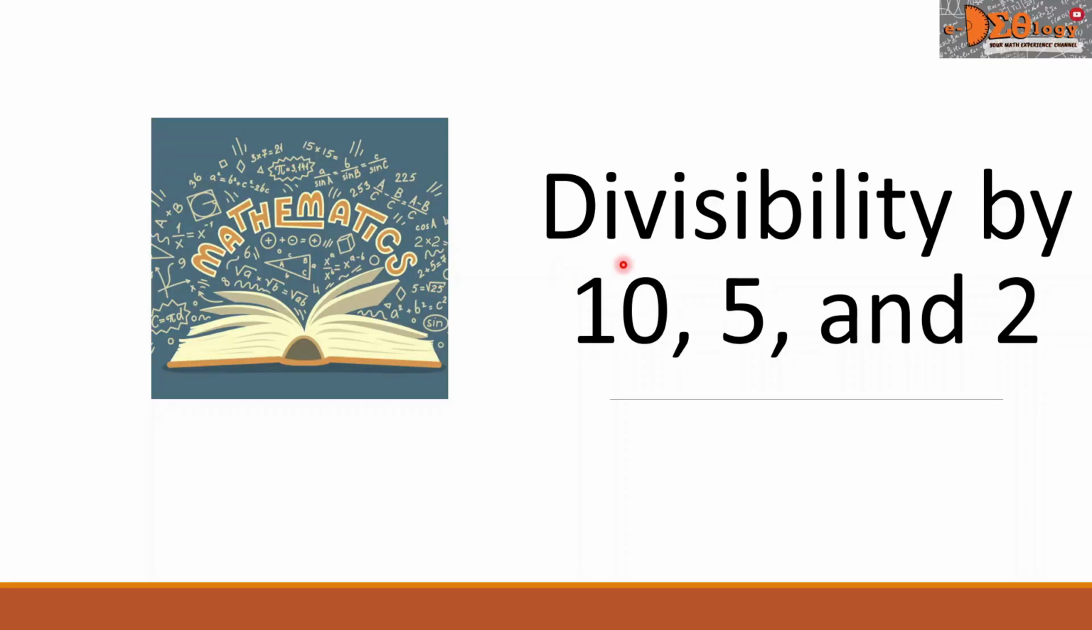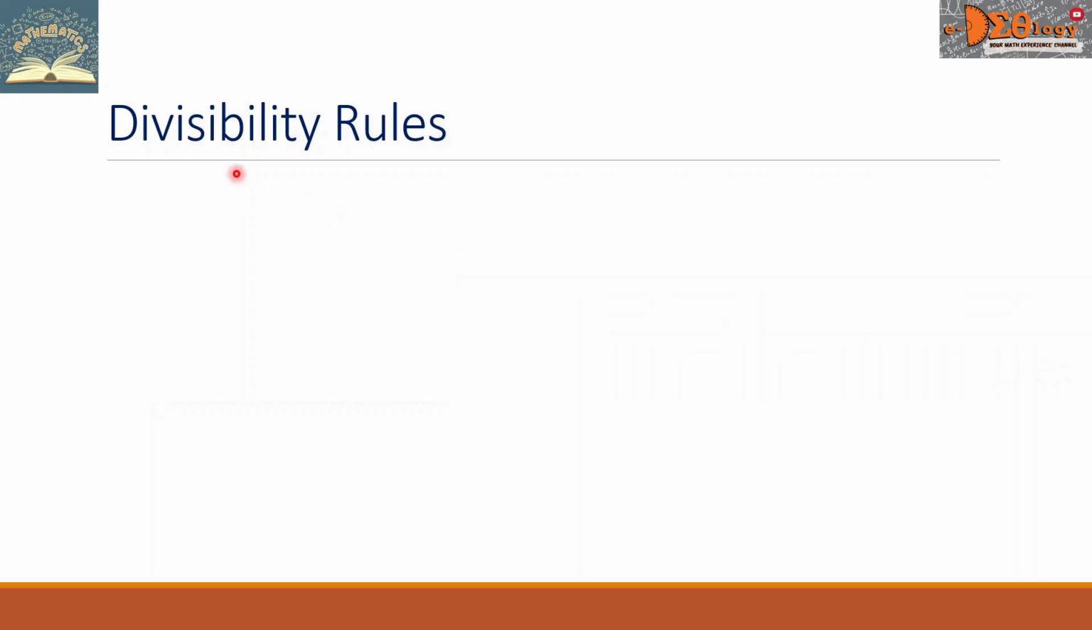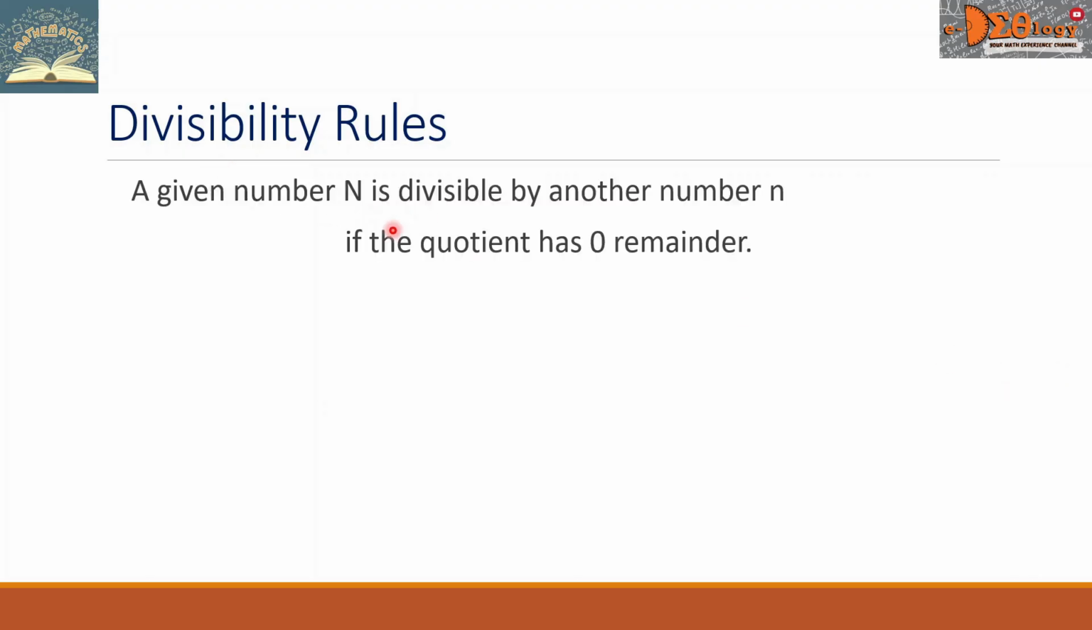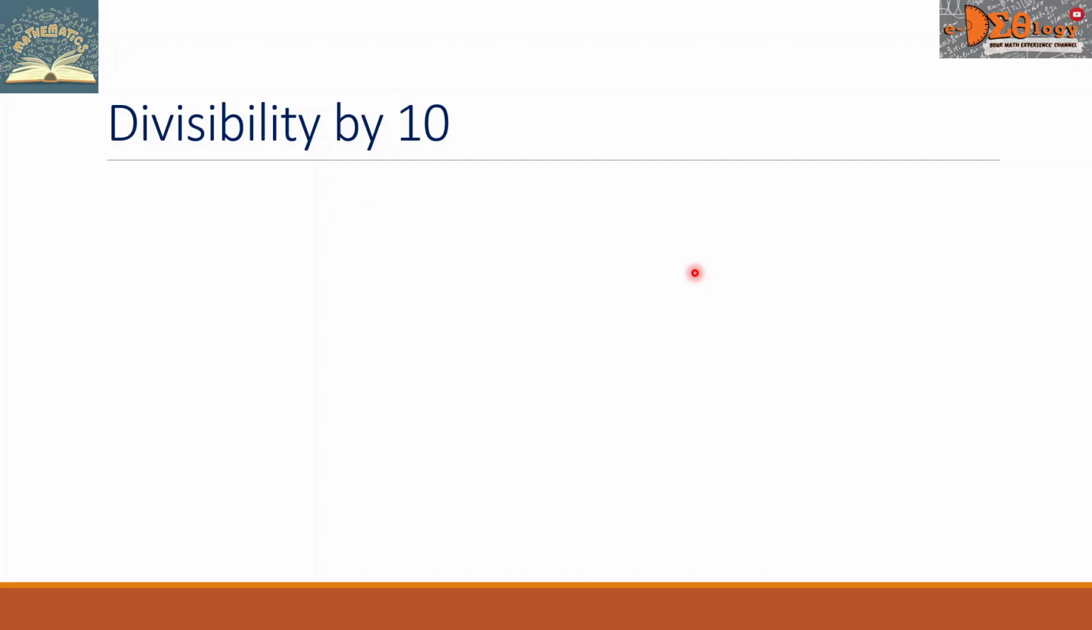Today we're going to study divisibility by 10, 5, and 2. Let's define divisibility. A given number, capital N, is divisible by another number, small n, if the quotient has 0 remainder. Let's see now divisibility by 10. A number is divisible by 10 if it ends with 0.